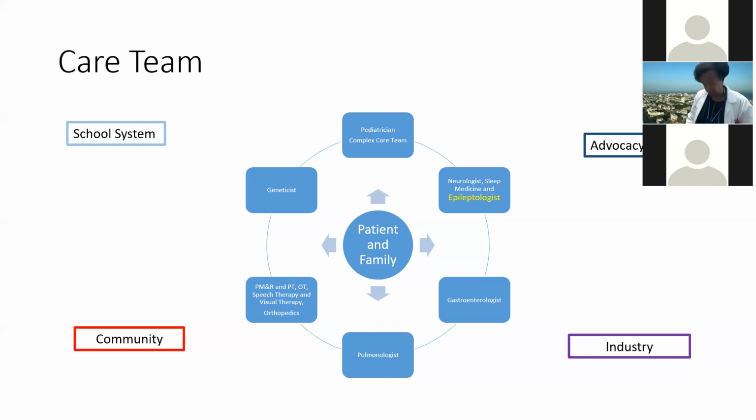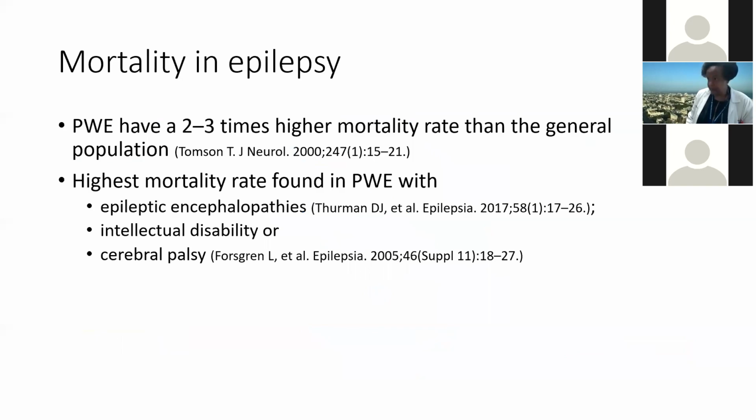The second point, one of my take-home points, is about mortality in epilepsy. Okay, so people with epilepsy have a mortality that is 2 to 3 times higher compared to the general population. This is particularly true for people with epilepsy that have epileptic encephalopathy, those who have intellectual disability, or those who have cerebral palsy. Okay, they are at higher risk.